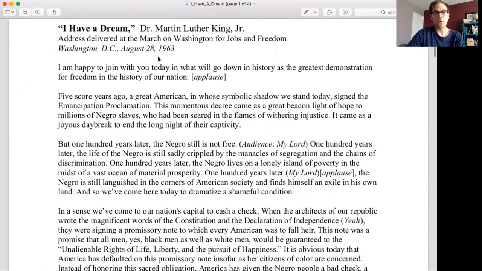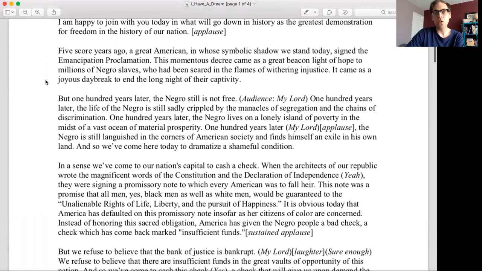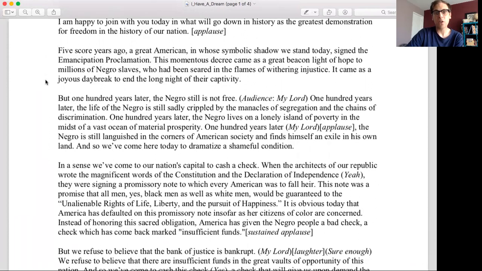So that brings us to the first paragraph here, a pretty straightforward greeting in which Dr. King says, "I am happy to join with you today in what will go down in history as the greatest demonstration for freedom in the history of our nation. 50 years ago, a great American in whose symbolic shadow we stand today signed the Emancipation Proclamation. This momentous decree came as a great beacon light of hope to millions of Negro slaves who had been seared in the flames of withering injustice. It came as a joyous daybreak to end the long night of their captivity."